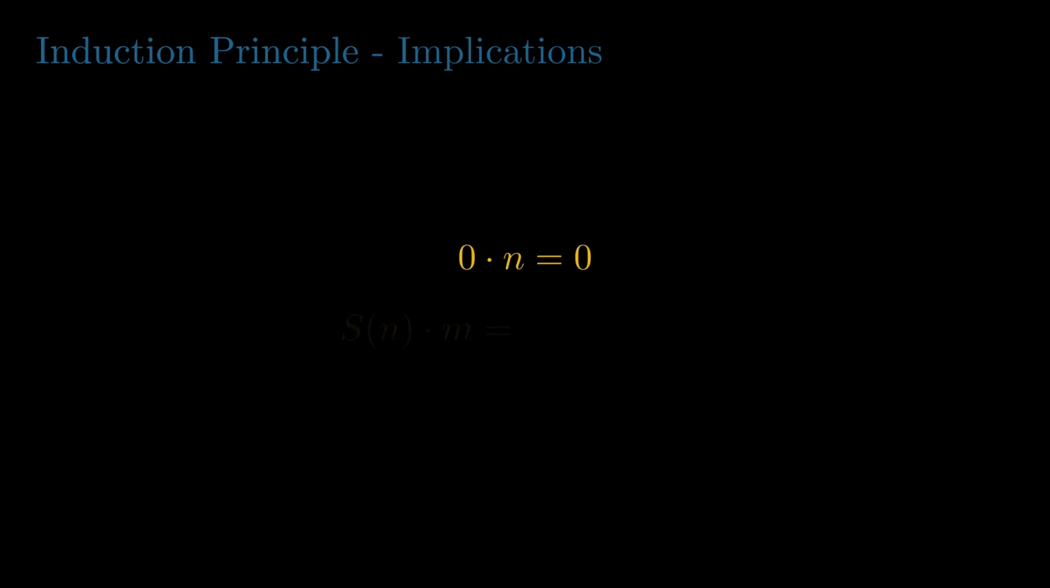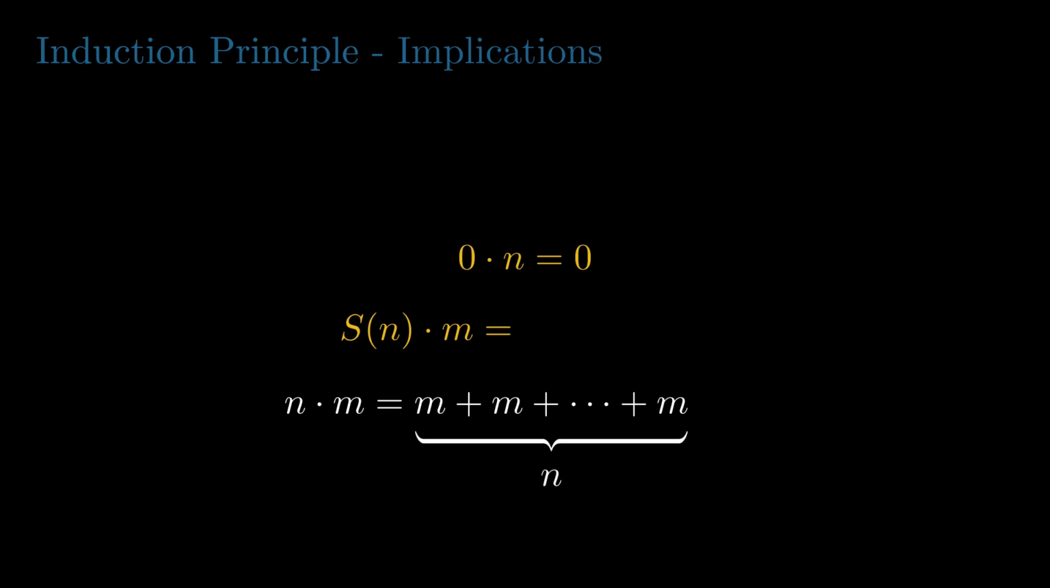Another case can be s of n times m. What is the result of this expression? Well, if n times m is taking the number m for n times, s of n tells us to take m one more time. So it is something like s of n times m equals m plus m plus m and so on. We can condense this in the expression s of n times m equals n times m plus m.